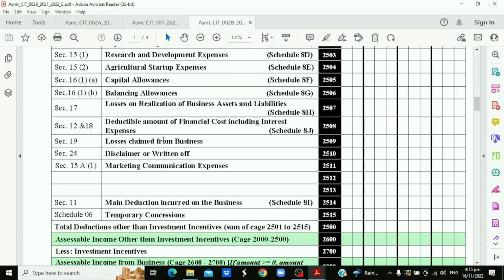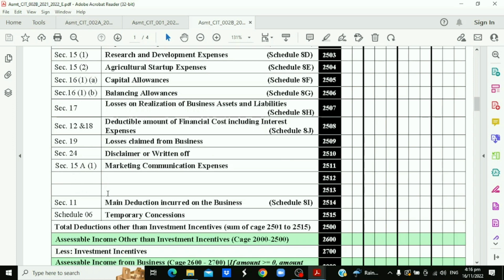Then section 19, there's no separate schedule, right? Whatever the loss claimed from this, it is able to be considered. Actually, this is related to schedule 2B, right? Then in the main calculation, there's a separate application for the losses. Then section 24, disclaimer written off balances, if it is applicable, if there are any details available, and if reasonable actions have already been taken, then it is able to be deducted.